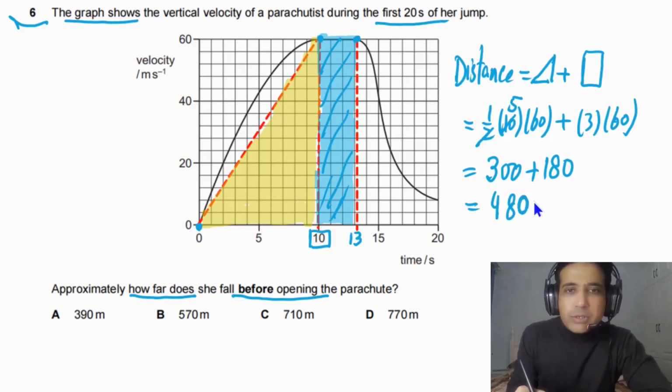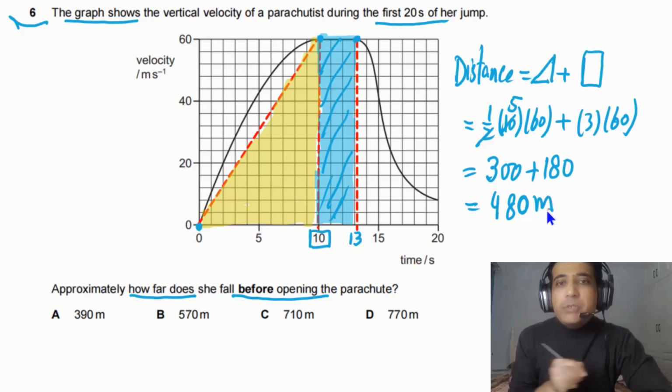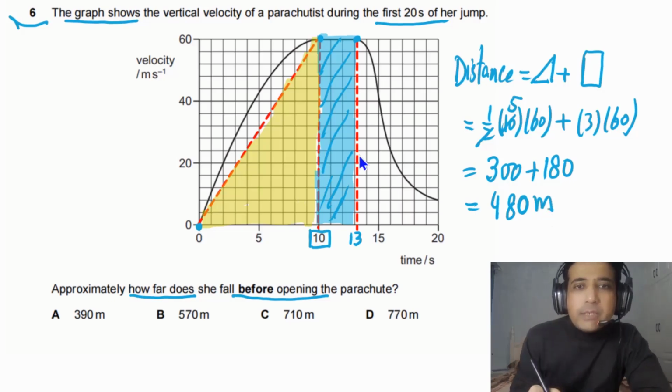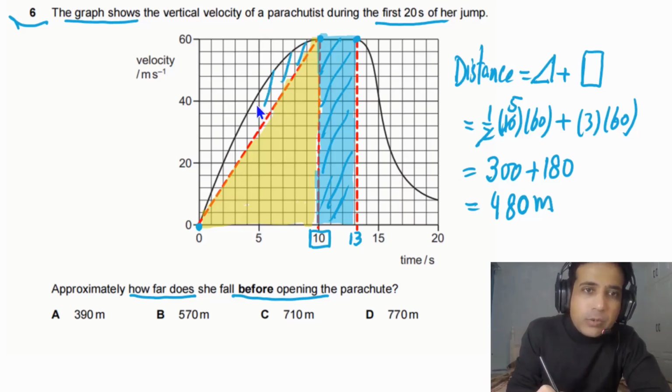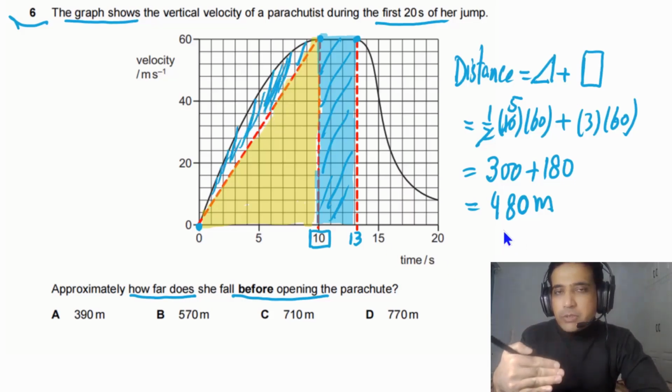This is 480 meters. But 480 meters is not the actual value, because we ignored this part. We didn't include this part. It means the distance traveled is more than 480. Actual distance traveled is more than 480.